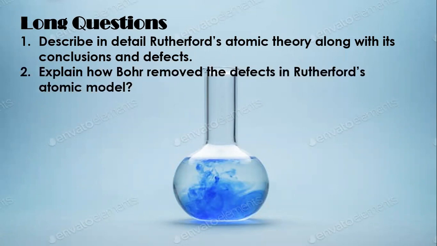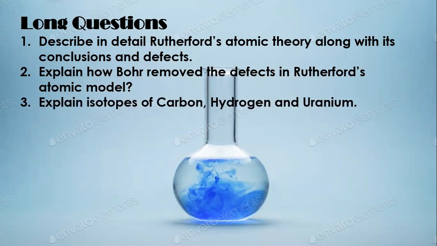The second one is, explain how Bohr removed the defects in Rutherford's atomic model. Third one is, explain isotopes of carbon, hydrogen, and uranium. You have to write all the properties, all the aspects of these three elements that I have discussed in the lectures.